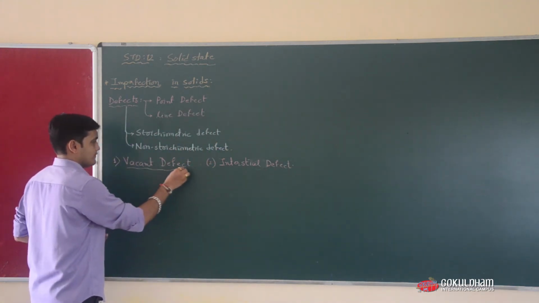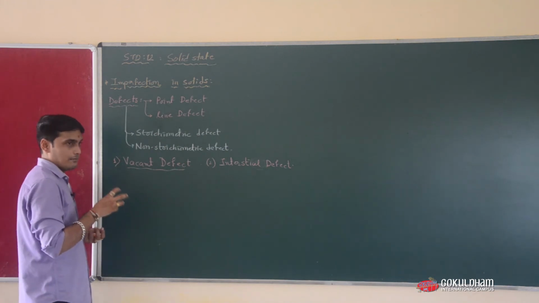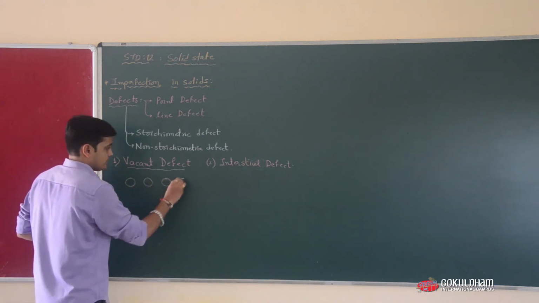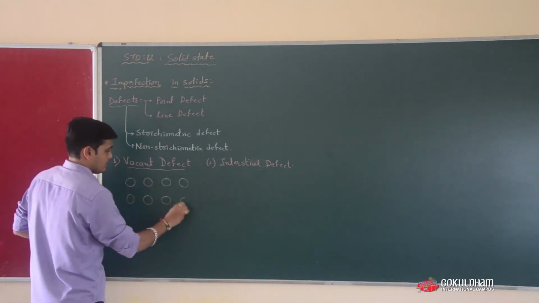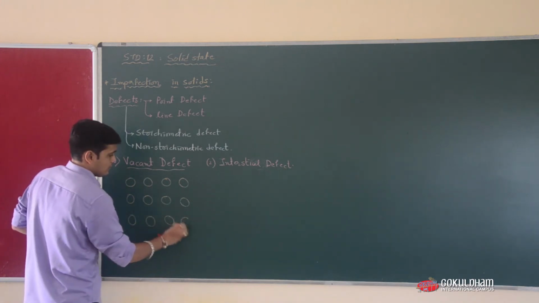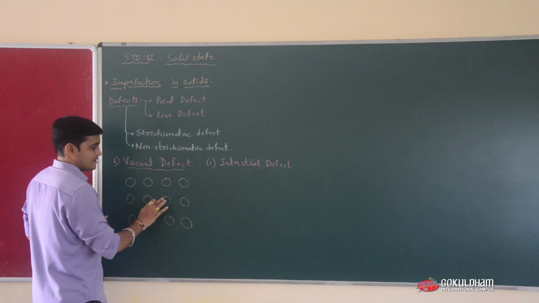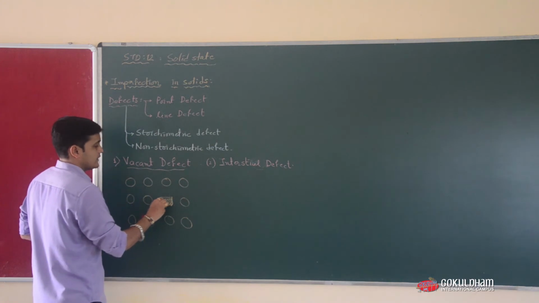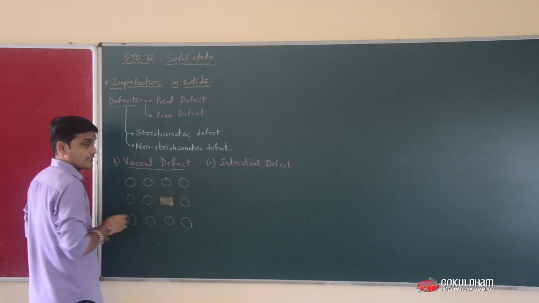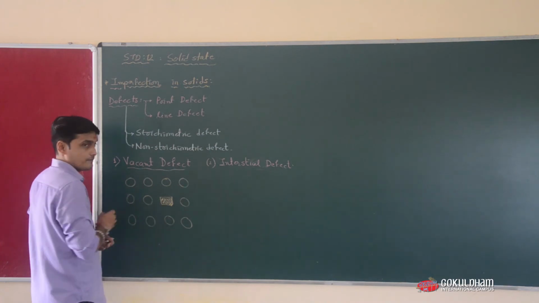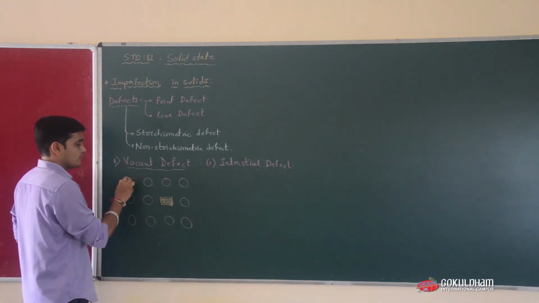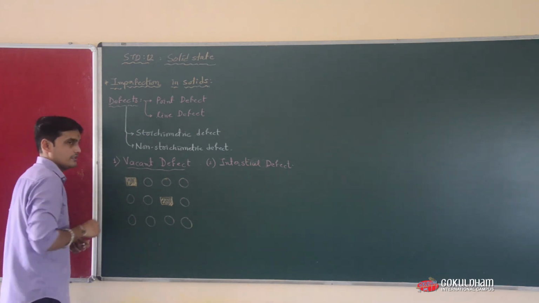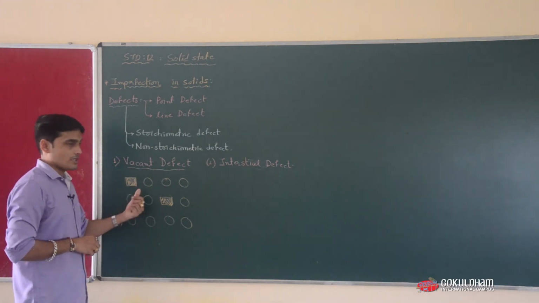In vacant defect, there is a missing of some amount of particles from the crystalline solid. Suppose these are the particles. This is our crystalline material, but at some point this atom is missing from the crystal or lattice. So a vacant space is created in place of the atom. Suppose this molecule is missing, so another vacant hole is generated in the crystal. So this is known as vacant defect.